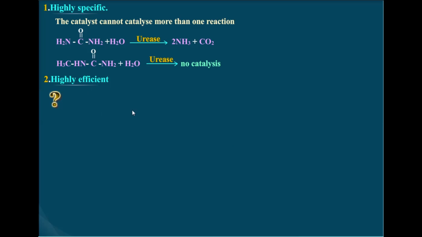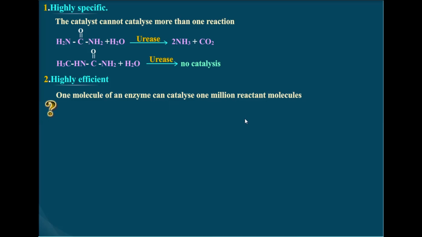The second one is that it is highly efficient. One molecule of an enzyme may transform 1 million molecules of a reactant per minute. It is that fast, and that is why we say it is highly efficient. One molecule of an enzyme can catalyze 1 million reactant molecules.